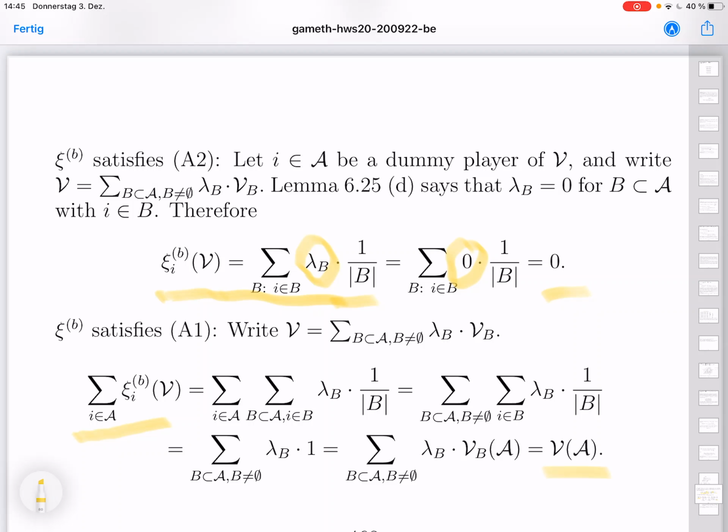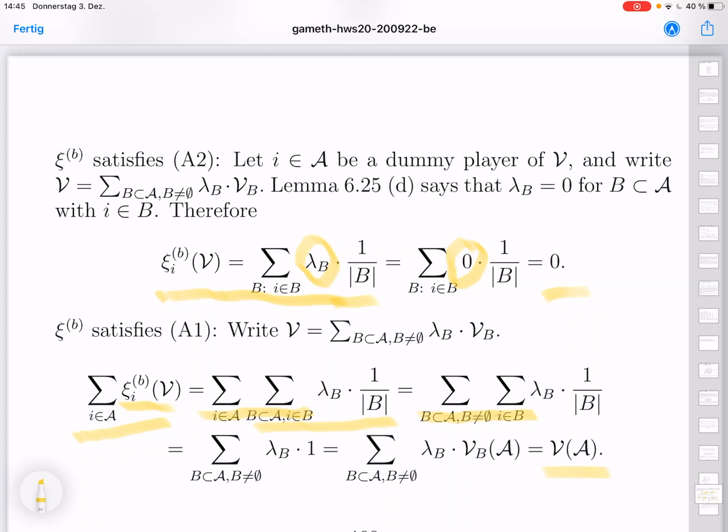So we use again this formula which we had already proved, that psi I of v is equal to the sum here. Now here we have to add over all possible players I. Now we can rewrite this double sum by reordering the ingredients of this double sum. So we first sum over the subsets B of A, and then we sum over the players I which are in B. So the summation here is the same as the summation here altogether. And we have the same summands here, lambda b times 1 over the absolute value of b.